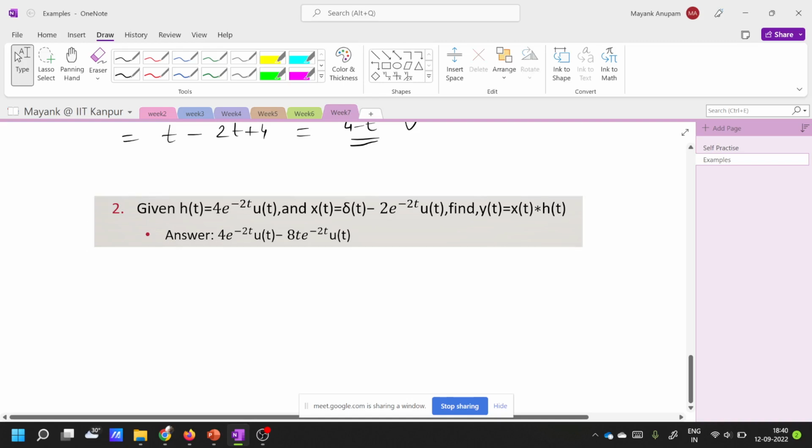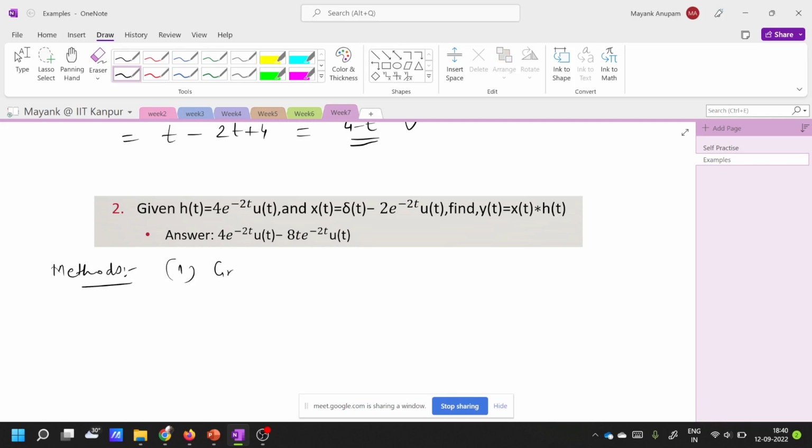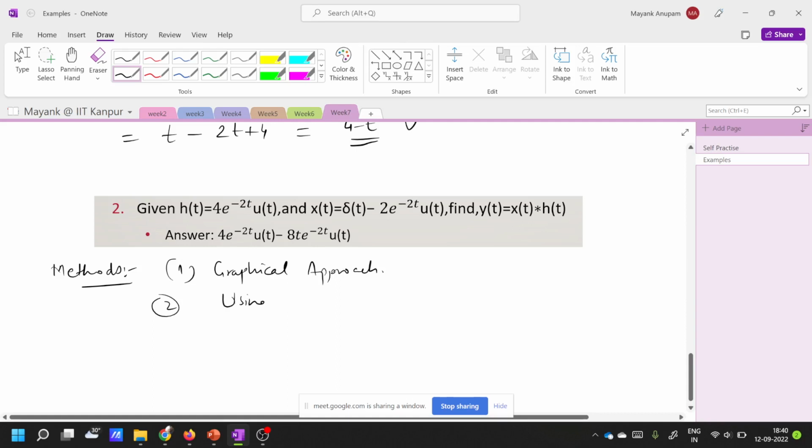So there are two ways in which you can do it again. So let's first go with method. One is the graphical approach, and the second one is using the Laplace transform.